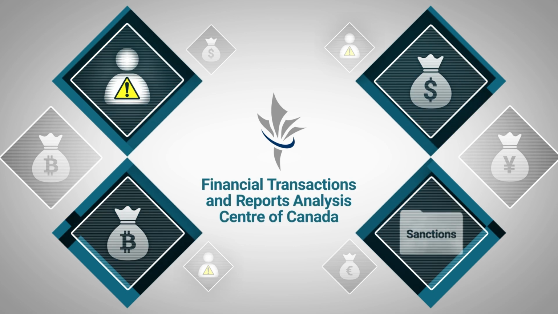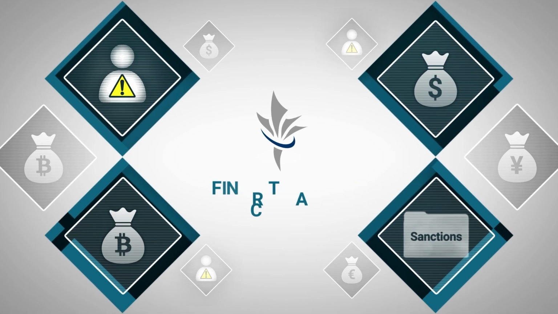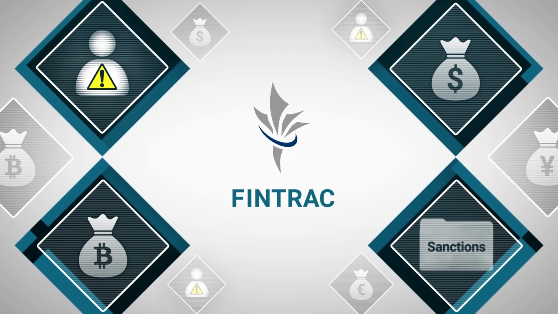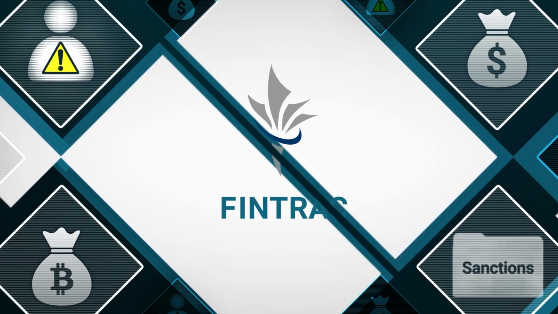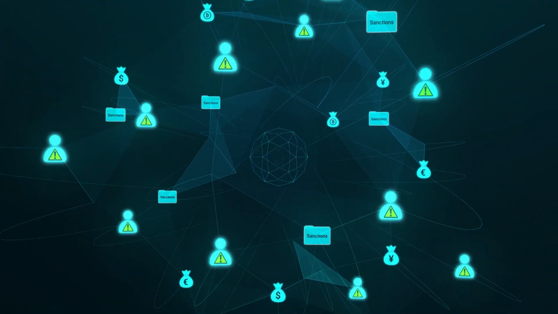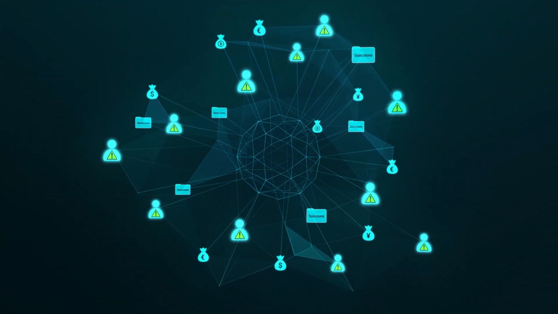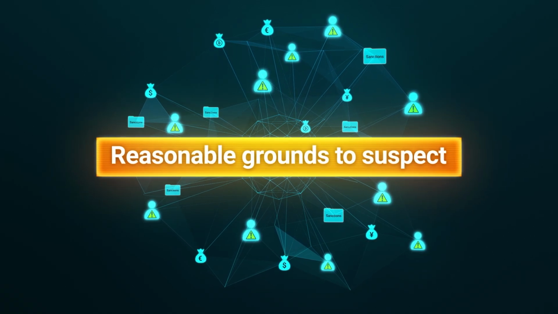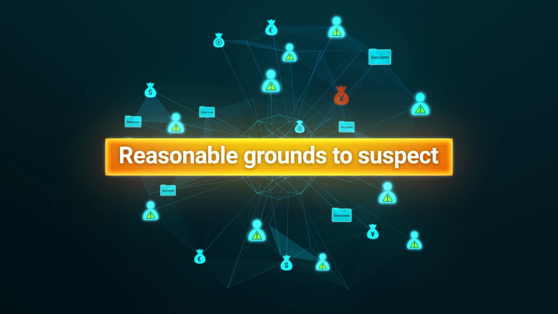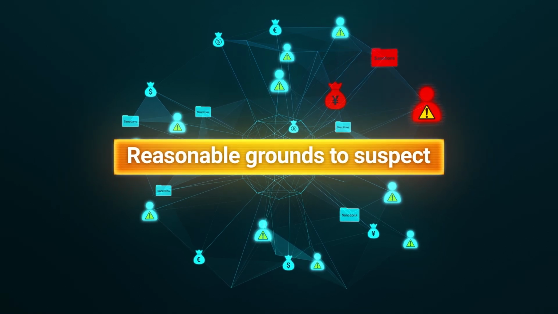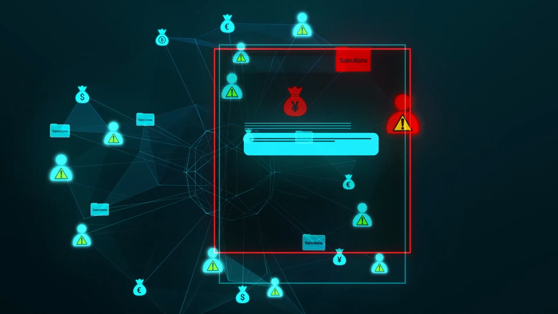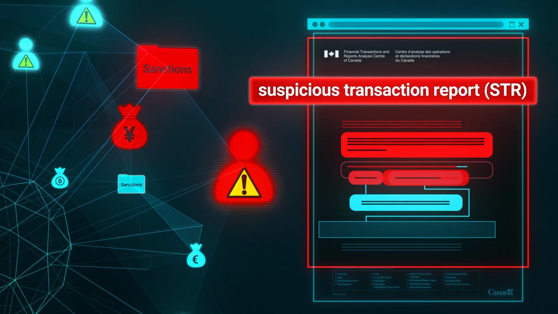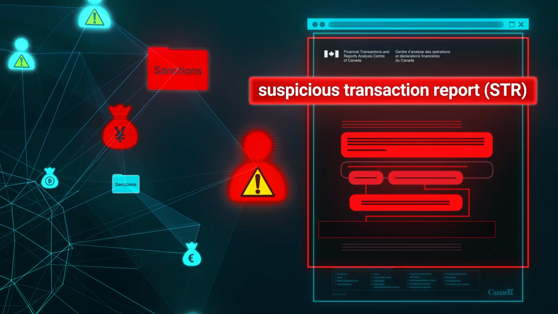The Financial Transactions and Reports Analysis Centre of Canada is Canada's financial intelligence unit and anti-money laundering and anti-terrorist financing supervisor. Businesses subject to the Proceeds of Crime, Money Laundering, and Terrorist Financing Act must report completed or attempted suspicious transactions to FINTRAC when there are reasonable grounds to suspect that the transaction is related to a money laundering, terrorist financing, or sanctions evasion offense. This can be done by submitting a suspicious transaction report, commonly referred to as an STR.